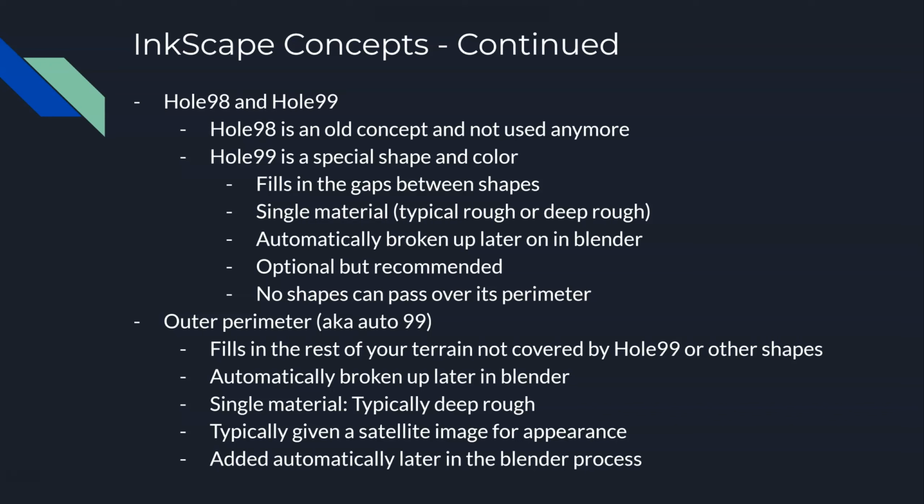It is a single material. Typically, it's going to be deep rough. I would recommend you just doing deep rough for that. And typically, its appearance is given by the satellite images you created. Typically, you assign that satellite image to it. So it's just going to take your sat image as what it looks like in game because it's so far away from the golfer. It's fine just to put a sat image on it. That's what I would recommend. There are some other things you can do, but I would recommend putting your sat image on there. And it is automatically added later in the Blender process. You won't see it in Inkscape, but I'll show you kind of where it ends up showing up.